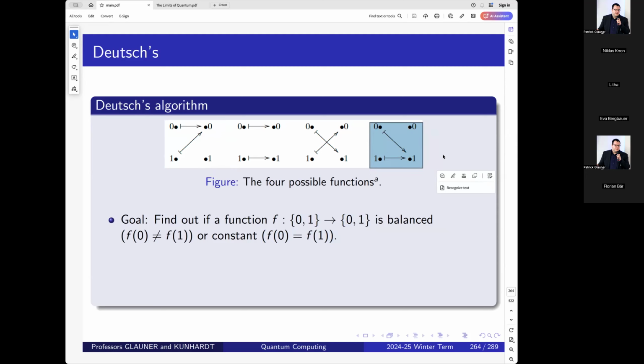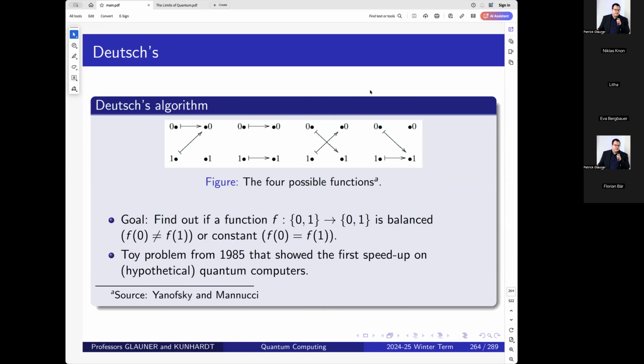But a function can also be balanced if f of 0 is different to f of 1. So f of 0 is 0 and f of 1 is 1, or just flipped here. And now we have a function and we want to know, is it balanced or constant? And this problem was described in 1958, and it showed that quantum computers could solve this problem faster than classical computers. It's an absolute toy problem with a super simple input and a super simple output, but at least it was shown that quantum computers could provide a speed up here.